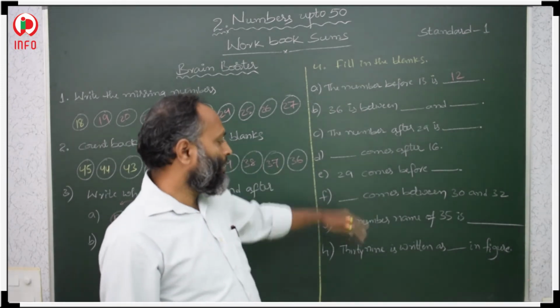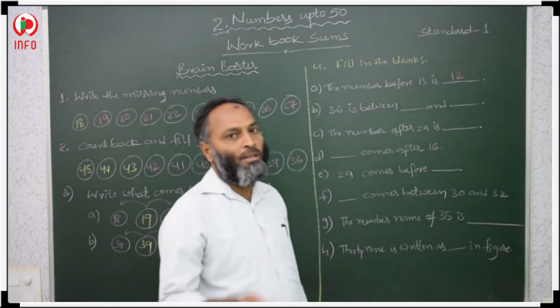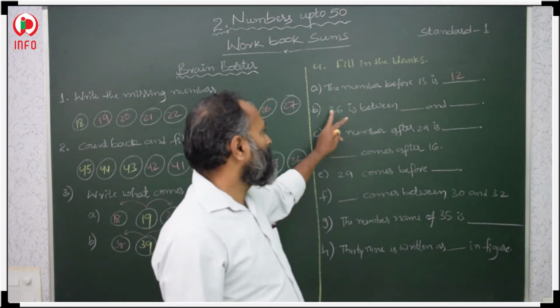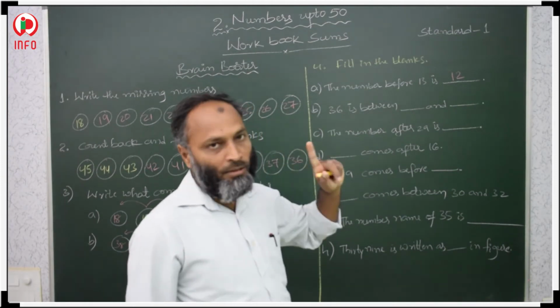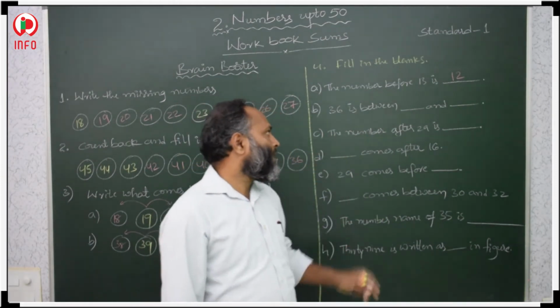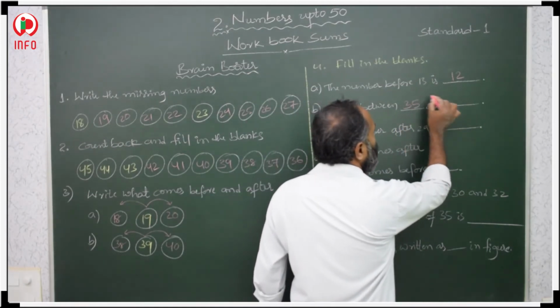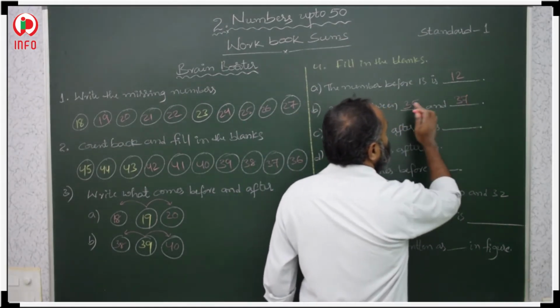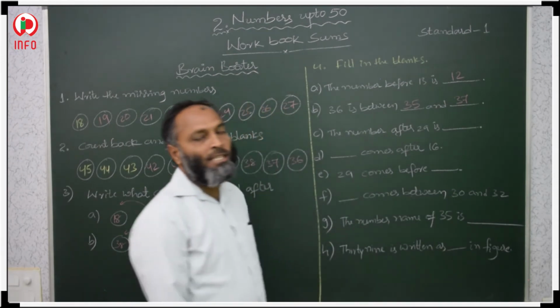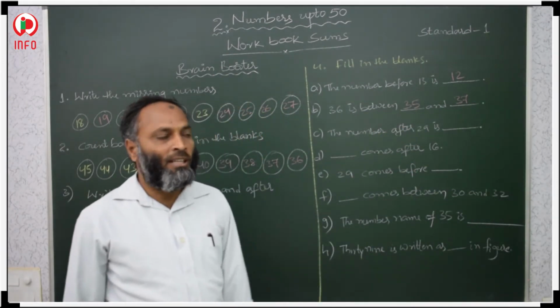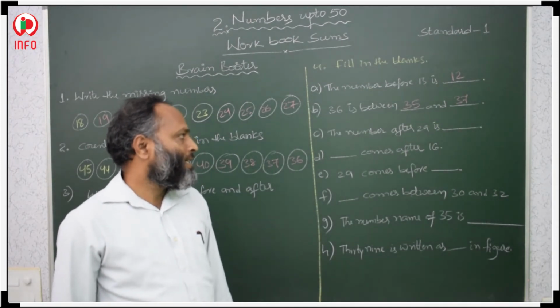Then in all these blanks you should know the before numbers and after numbers. 36 is in between also. Before, after and between. 36 is in between 35 and 37. 35, 36, 37. Between 35 and 37 we will get 36.